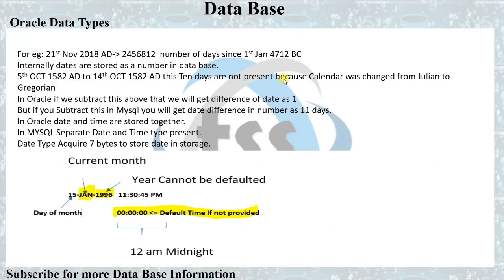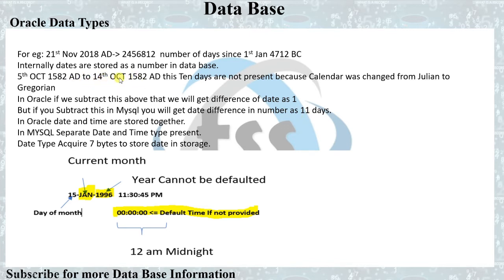अगर आप ये dates डालते हो, if you want to check the date difference between 2 days, you will get 1. In Oracle, if we subtract these dates, we will get a difference of 1. But if we subtract in MySQL, you will get a date difference of 11 days. So Oracle database में अगर आप ये 2 days के difference को identify करोगे, you will get only 1 day. But in other DBs like MySQL, you will get 11 days of difference. But these 10 days are not available in the calendar because these 10 days were removed to create a new calendar from Julian to Gregorian.